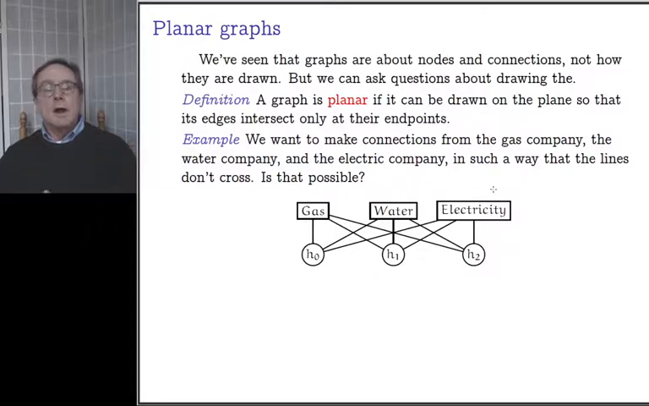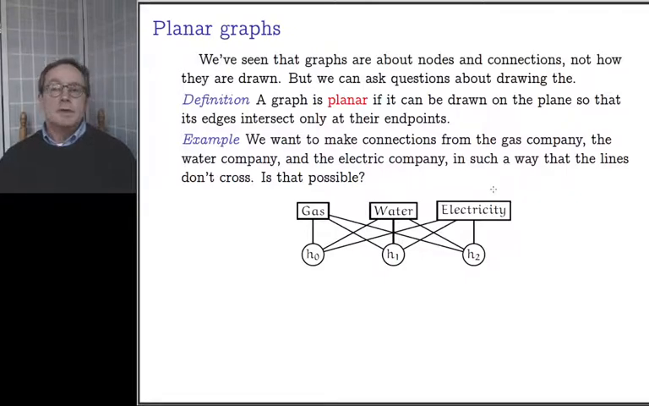Okay, so again, going through some different kinds of graphs, trying to make sure that everybody has the same background on the different graphs. We bring together all the different words that people may have heard. We've seen that graphs are about nodes and connections, not how they're drawn, but we can ask some questions about drawing the graph. So the most important question that you can ask, the definition of graph is planar, P-L-A-N-A-R, planar. It fits in the plane if you can draw it in the plane so that its edges intersect only at their endpoints.